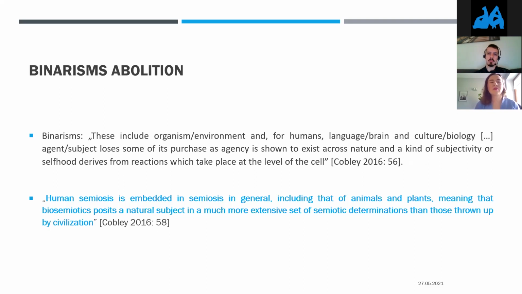Once again, some more remarks on binarism's abolition. Binarism includes organism and environment, and for humans, language, brain, culture, biology, agent, subject, loses some of its purchase as agency is shown to exist across nature, and the kind of subjectivity of selfhood derives from reactions which take place at the level of the cell. And the struggle with binarisms is of the highest importance for the post-anthropocentrism perspective. That's the reason I mention it here once again.